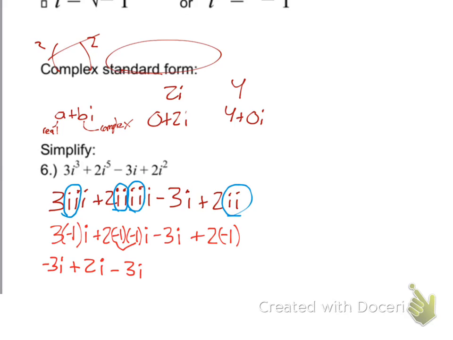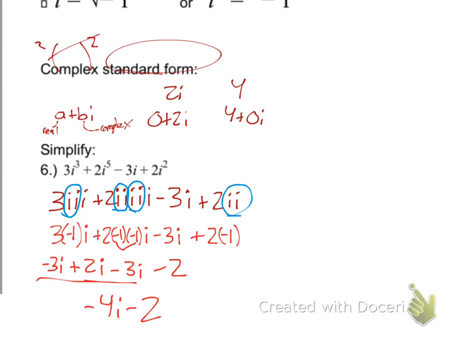Minus 2. And then minus 2. We've got like terms. We've got a whole bunch of i's here, so we're going to combine them. If I have a negative 3 of them and add 2 of them and subtract another 3, what's negative 3 minus 3? Negative 6, plus 2. So it becomes negative 4i minus 2.